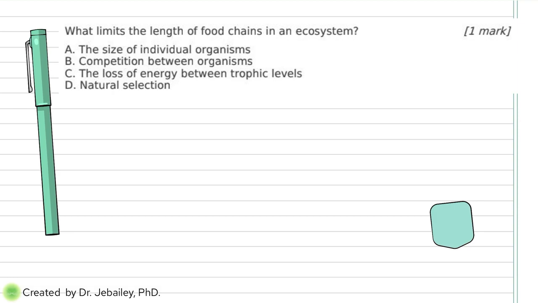Here it says: what limits the length of the food chain in the ecosystem? So it's all about the limitation, the limits of the length of the food chain. When we talk about the limits of the food chain, we can always talk about the organisms. So we have, for example, organism A eaten by B, eaten by C, eaten by D.